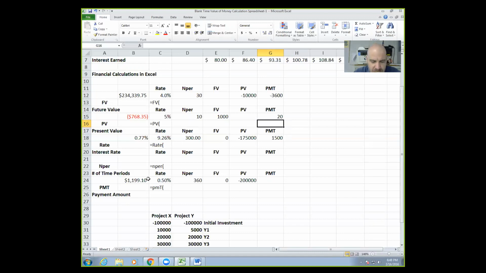So here's the question. How long will it take to accumulate $100,000 for retirement if I currently invest $25,000 and it earns an average rate of return of 7%? So this is number of time periods. How long will it take to accumulate that? So you want 100,000 for retirement. Hopefully you're going to have more than that, but 100,000. And you have 25,000 to invest right now, and it's going to earn an average of 7%. How long is it going to take you to get there? So that is an NPER function here.